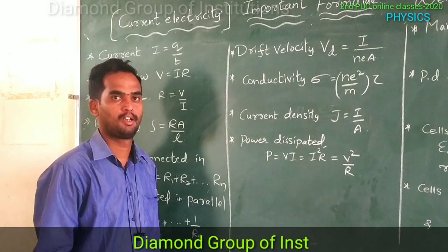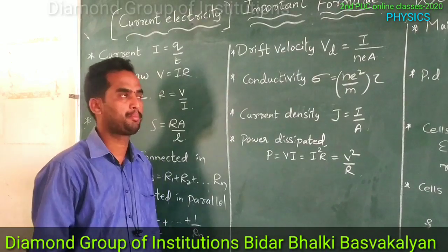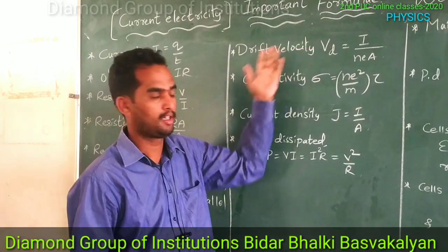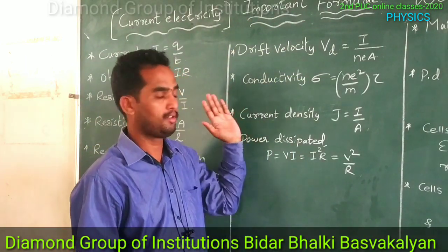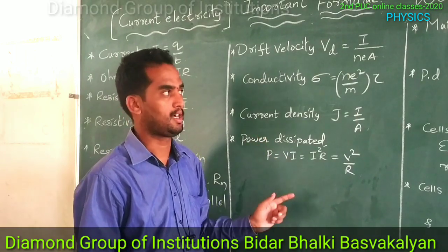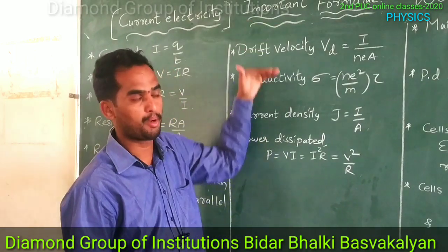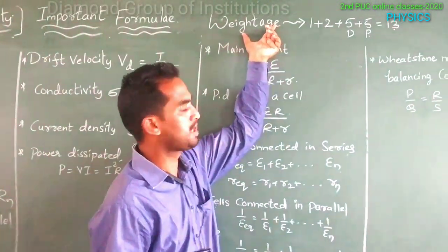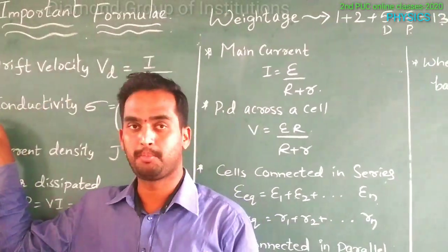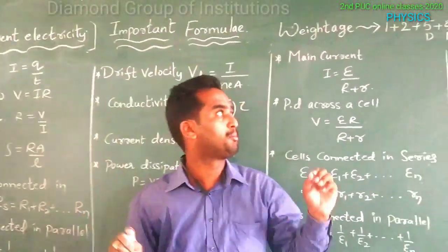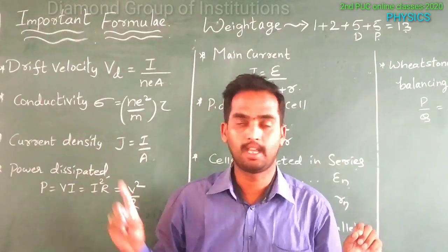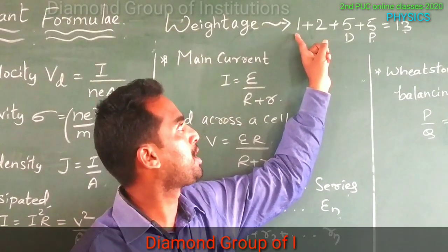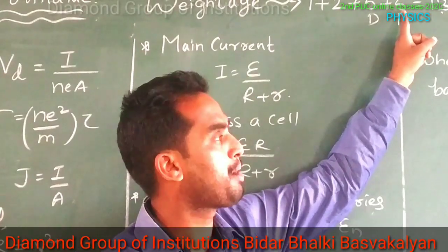Good morning, students. In the last session, we discussed the theory part of current electricity, and today we are going to discuss the important formulae regarding current electricity and numerical problems based on NCERT. Before going to discuss the problems, let us discuss the weightage of the chapter, the most important chapter in our PUC physics, and the highest weightage chapter also, current electricity. The questions are going to be framed based on this: 1 mark, 2 marks, 5 marks plus 5 marks numerical.